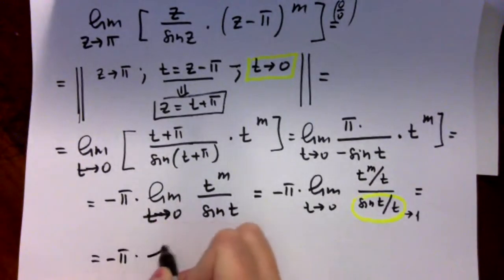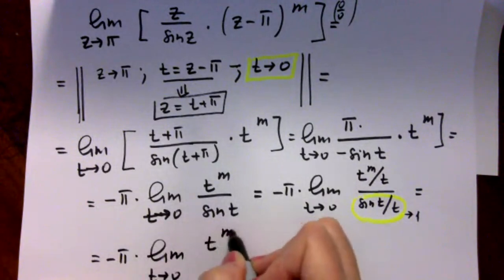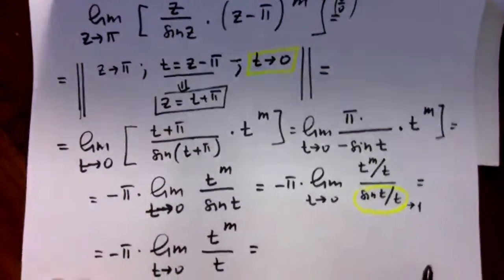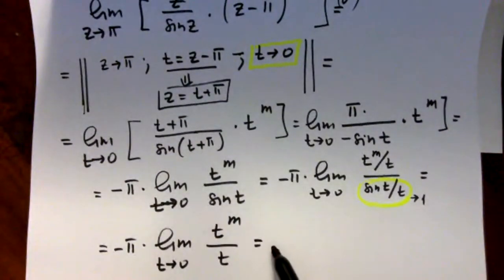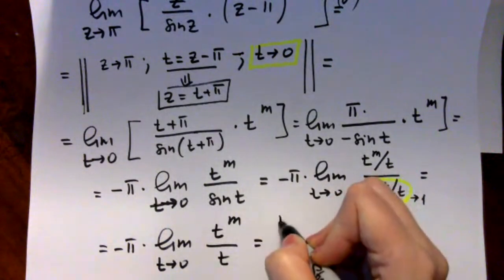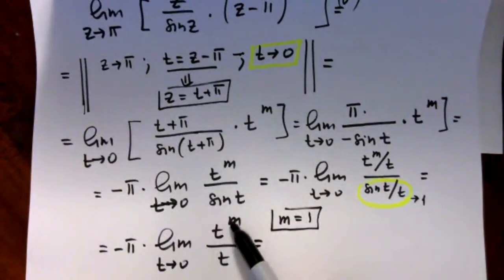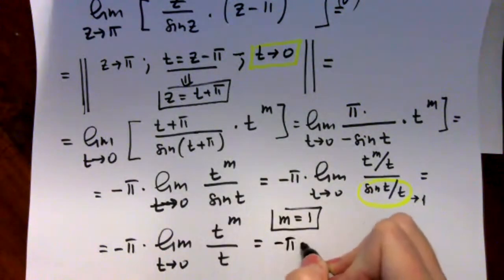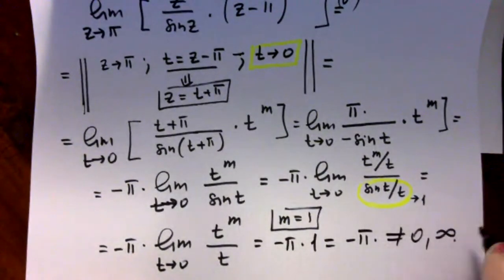And finally, our limit looks so simple now. Look at this. It's just wonderful. T to the power of m divided by t. And it's pretty obvious. Now remember this limitation: the result shouldn't be equal either to 0 or to infinity. The only way it can be done is when m is equal to 1 again, because t to the power of 1 and t just get cancelled out, and the result will be 1. A limit of 1 will be just 1. So minus pi times 1 will be minus pi, not equal to 0 and not equal to infinity.